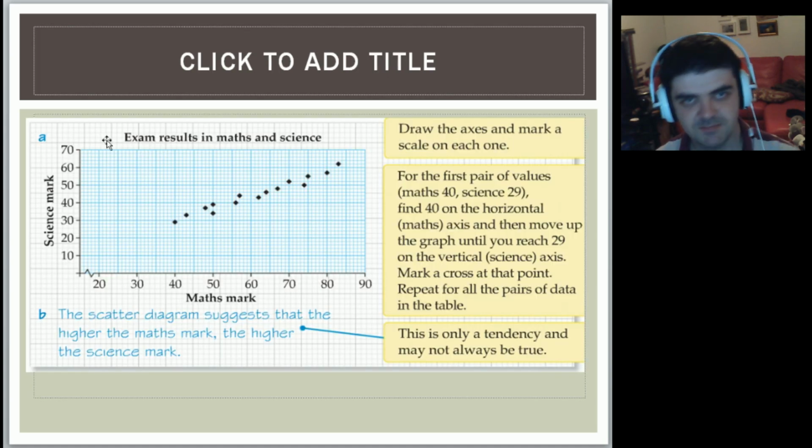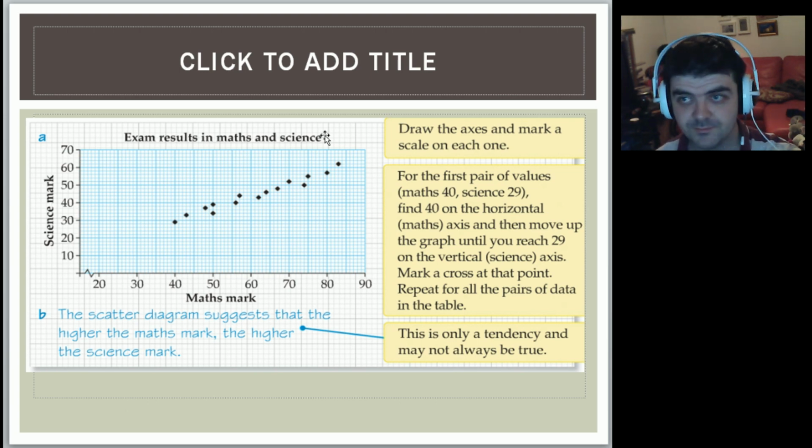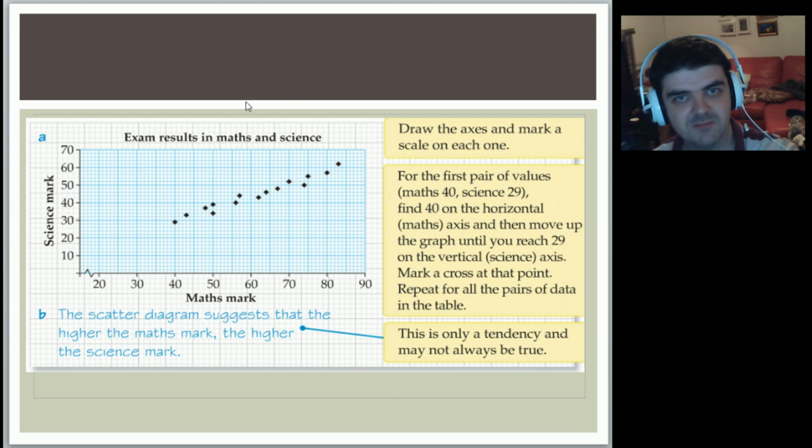And what you'll see is the scatter diagram looks a little like this. Now it looks like an awful lot of other graphs that we've done. Exam results in maths and science is your title, and it goes along the top. Up the side on the vertical goes the science mark, and across on the horizontal goes the maths mark.